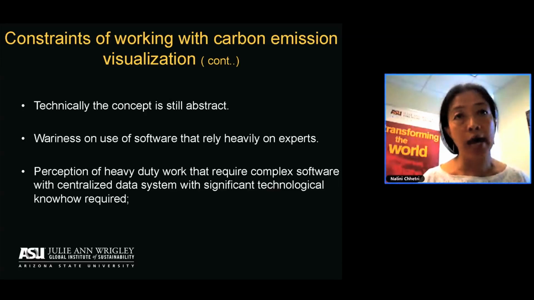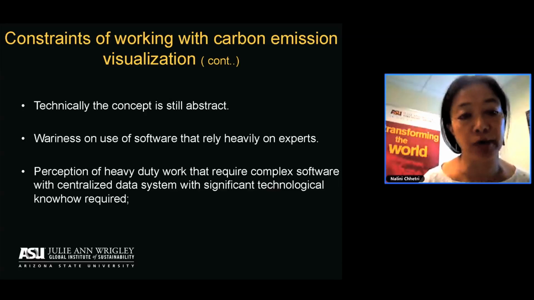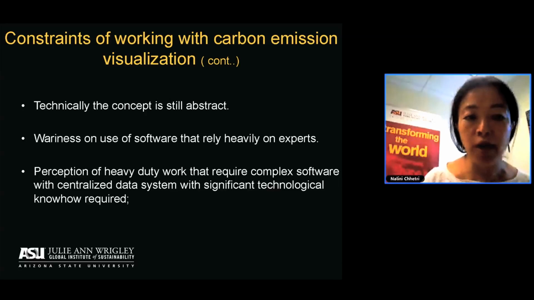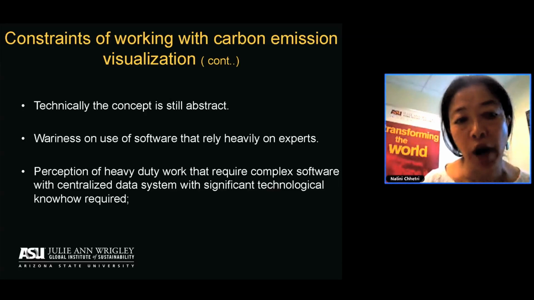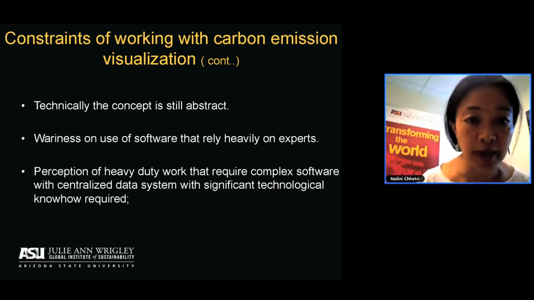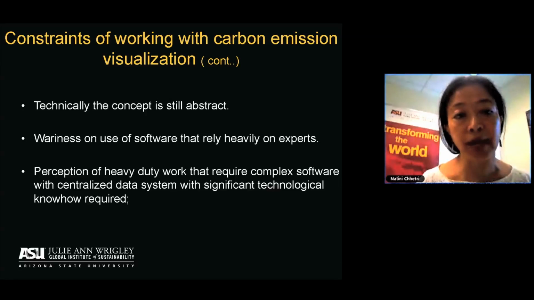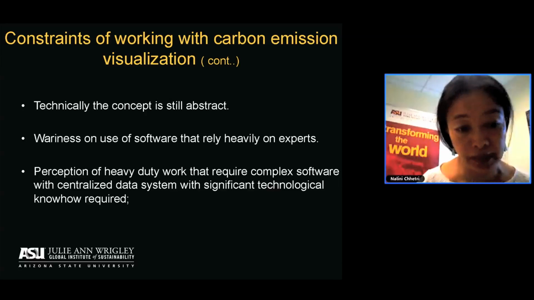Technically, even though this is the current state of affairs for us, for them, the concept around carbon emissions mapping, carbon emissions estimates and fluxes is still abstract. And the other thing that we found out was that they know that we have to use a certain kind of software to work on this. So there is less control from their side. There is a certain kind of wariness about how they can use this software, and it also implies heavy duty work, requiring complex software and a centralized data system with huge technological know-how, and the cities may not have the capability to do that. So that was the other added thing that made them push back on this notion.